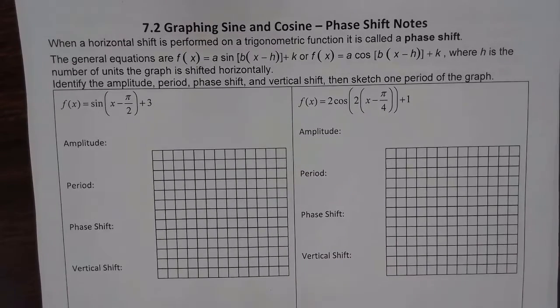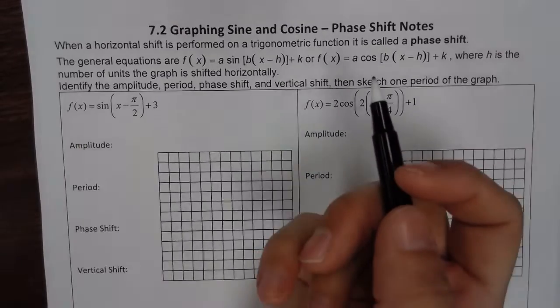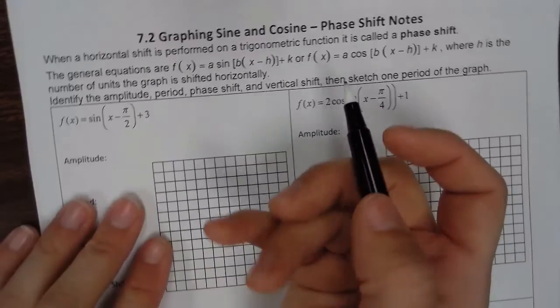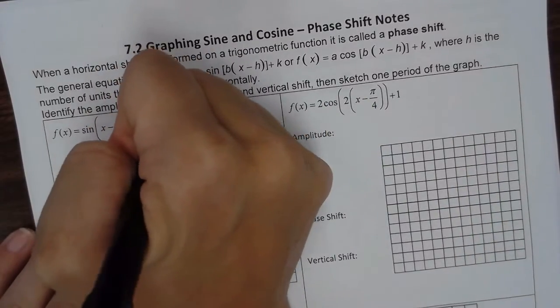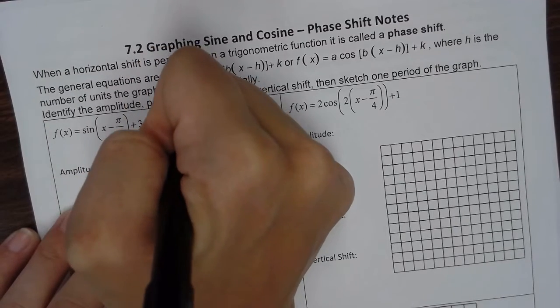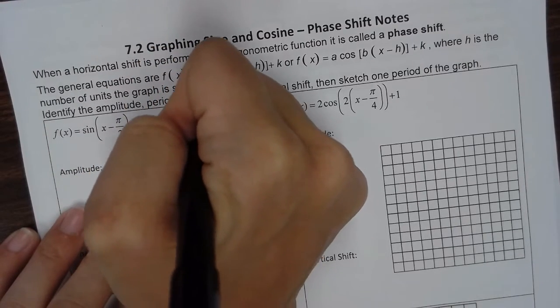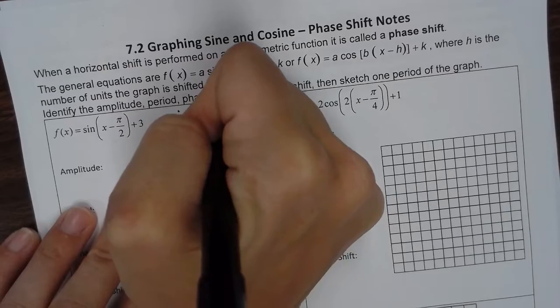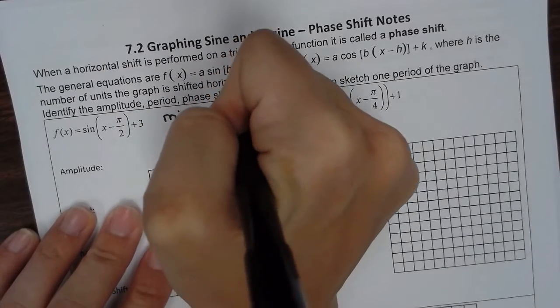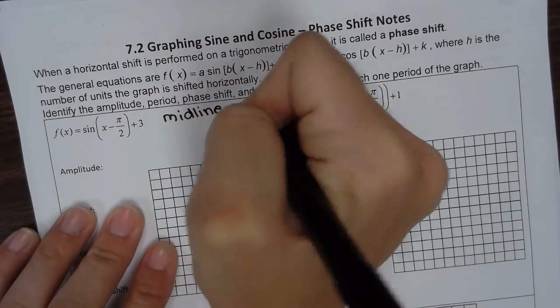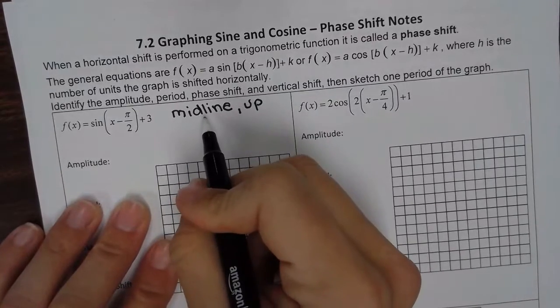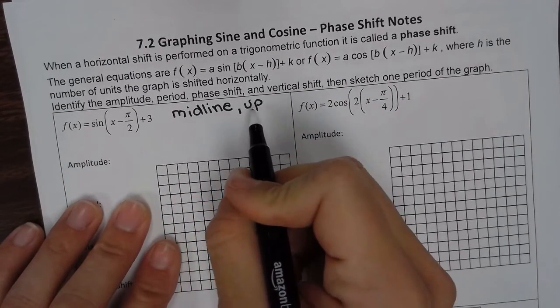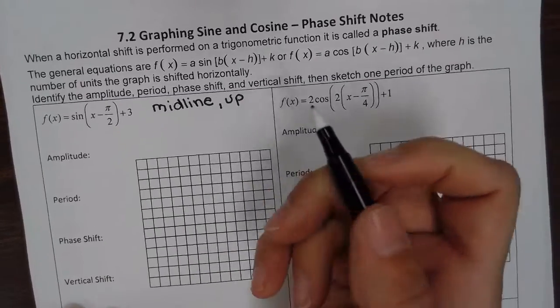So, number one, the first example. The first thing I want to point out is that it is sine, and it's a positive sine. So we are starting at the midline, and our next coordinate is going to go up to the top. Midline because it's sine, up because it's positive.